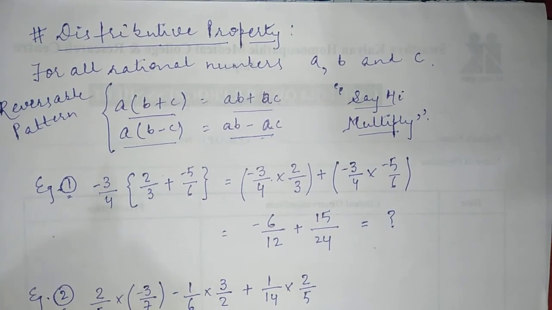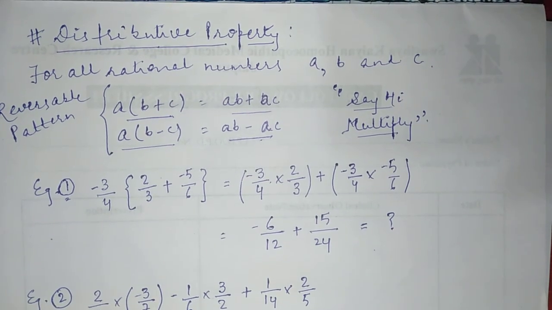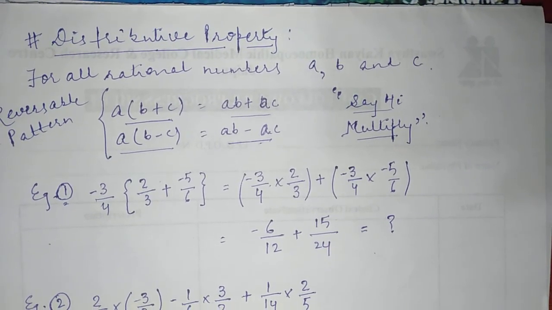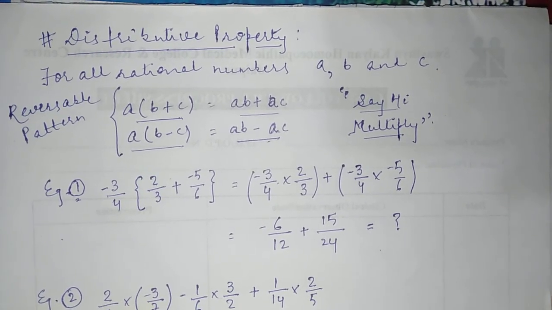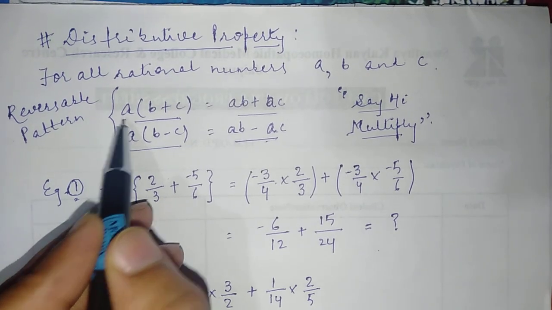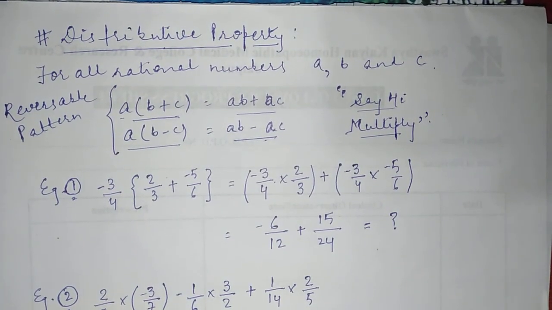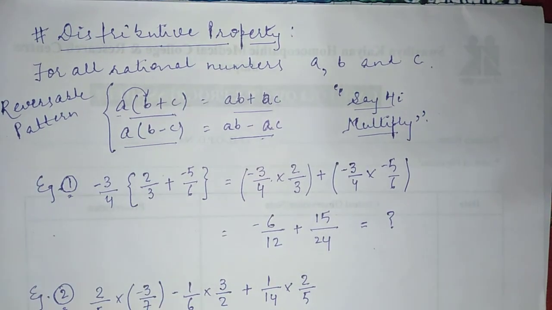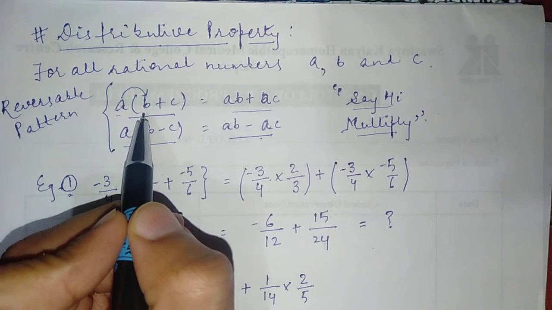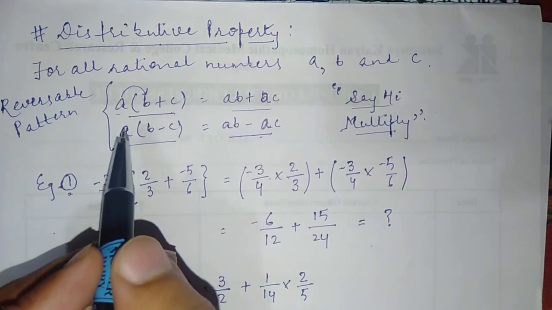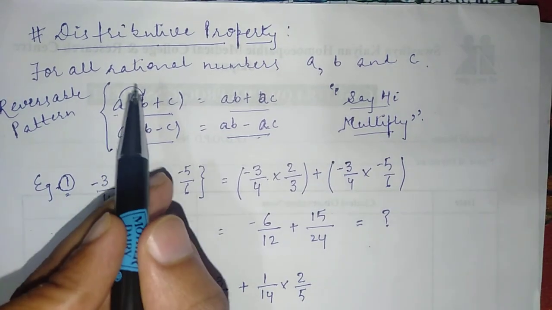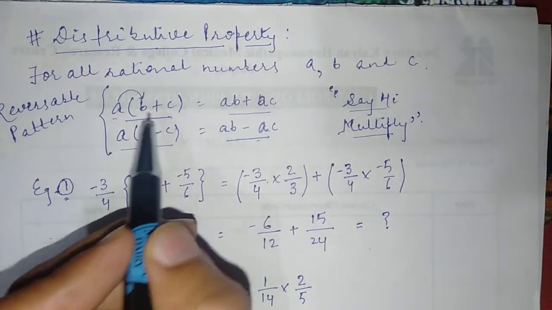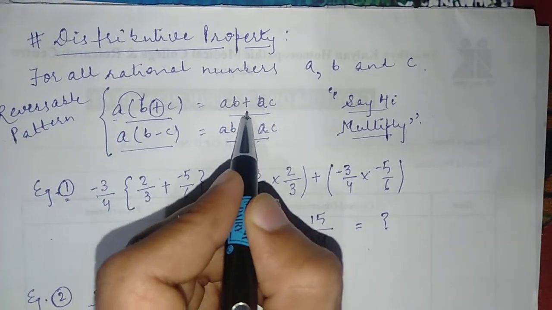If we consider this bracket as a house, and something is inside the house, we meet them and say hi, and then just multiply to them. So a is outside the house, and b and c are inside the house, right? So what will a do? a will meet b, say hi and then multiply, so a becomes ab. Then a meets c and multiplies as well, and becomes ac, right? And then we put this sign in between those two terms.